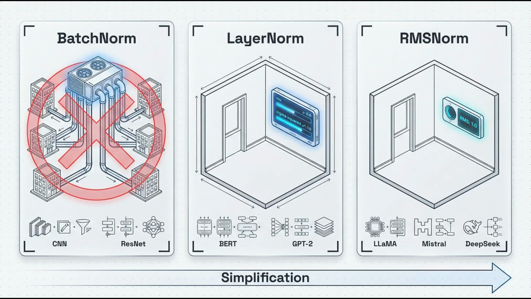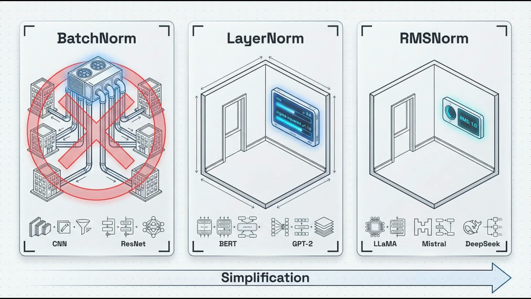BatchNorm regulates temperature based on the average across all buildings in the neighborhood. Absurd in a building with a variable number of floors. Layer normalization solved these problems. It normalizes per sample across the hidden dimension, independent of batch size, identical in training and inference, compatible with variable sequence lengths. LayerNorm measures temperature inside the room itself. It always works.